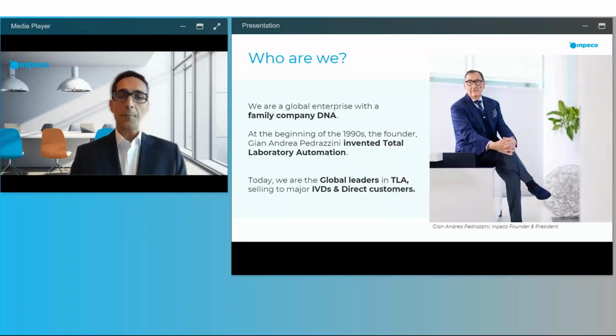So the story of our company is really about the vision of one man, Gianandrea Pedrazzini, to eliminate errors in healthcare through the use of automation. In the beginning of the 90s, our founder really invented total lab automation, and some of its early concepts are today still industry standards. We are now major global leaders in total lab automation, and we sell our solutions through major IVD companies that act as our distributors, as well as directly to end users and end customers.